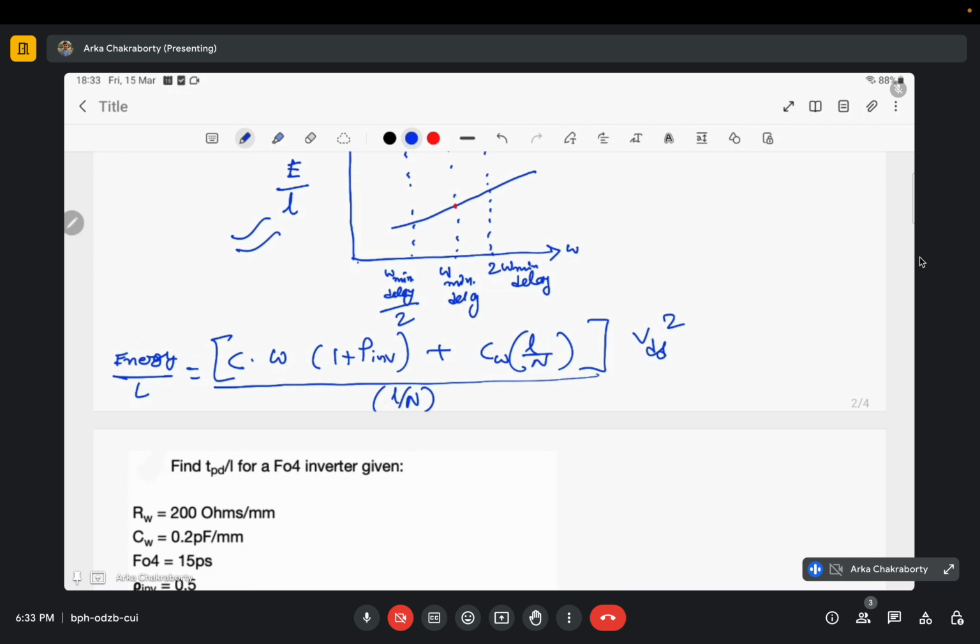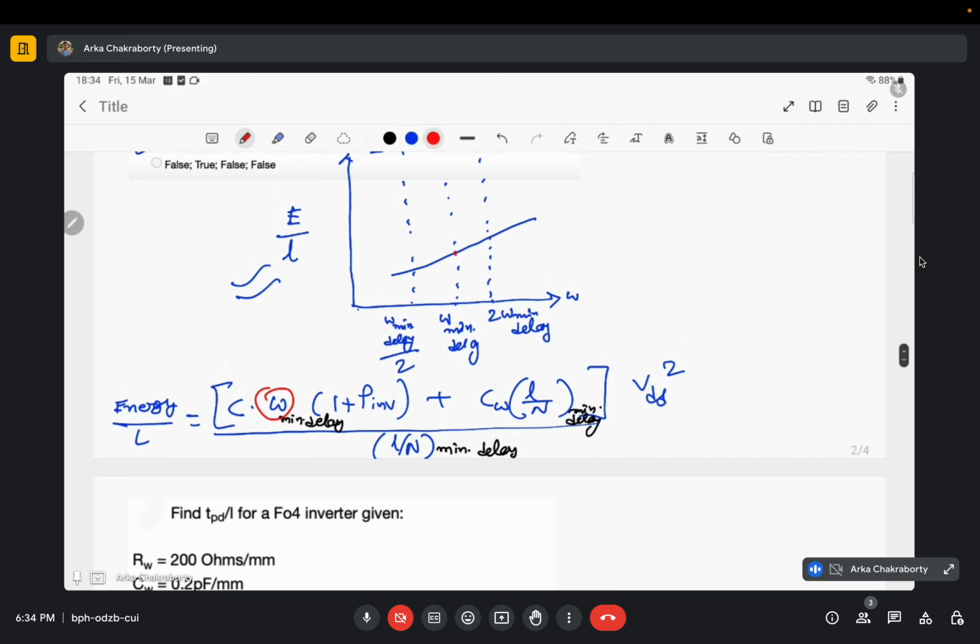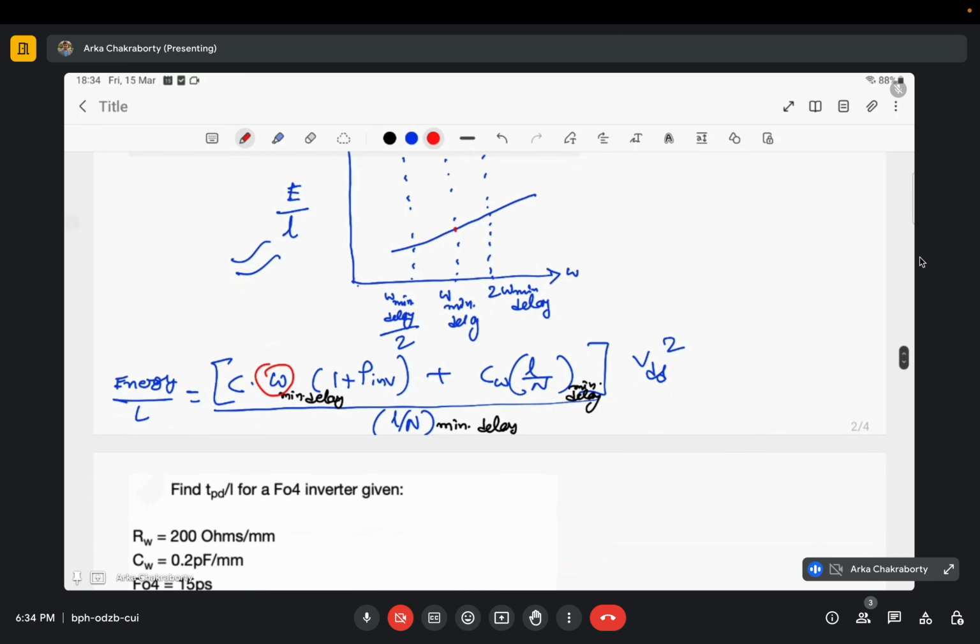Okay, now for the minimum delay case, this should be minimum delay, this should be minimum delay, and this should be minimum delay, right? Now you can see here the variation of the W is simply from the expression, it is linear with W. So if my W keeps on increasing, my energy per unit length would also increase, and if W keeps on decreasing, my energy per length would proportionally decrease.